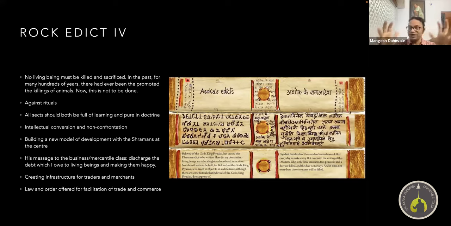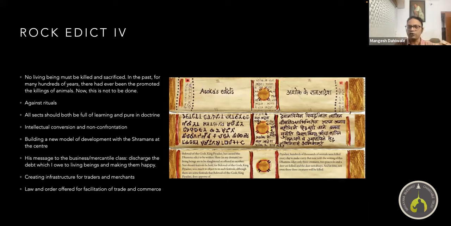He was against rituals. He makes it clear in his inscriptions that he's against rituals. And he said all sects should be full of learning and pure in doctrine. A very important word. Because Ashoka's tolerance was not just that he tolerated all the faiths. He was encouraging them to be pure, and they should learn the truth. Intellectual conversion was there, and there was non-confrontation. That's a very great quality of Ashoka. Building a new model of development with the Shramana at the center. So Ashoka, and when we go to the next lectures, we're going to look at the models of development.